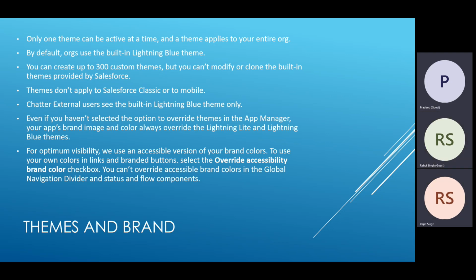If you haven't selected the option to override themes in the app manager, your app's brand image and color always override the Lightning Blue theme. That is one more thing. Also, for optimum visibility, we can use an accessible version of your brand color. This is just a suggestion: use the accessible version of your brand color, use your own colors in the links and branded button, and use the override accessibility brand color checkbox. You can't override accessible buttons in the global navigation bar, divider, status, and flow components. That overriding we just saw, so this is just suggesting what you can use.